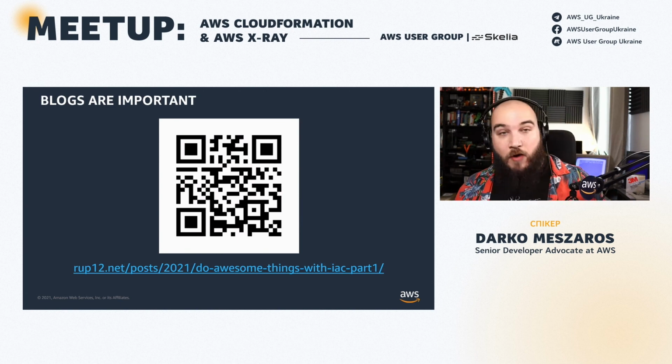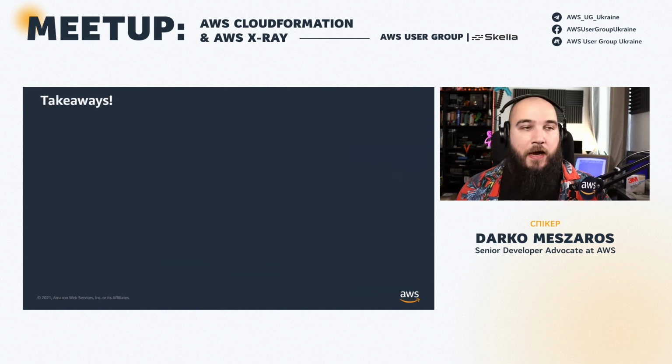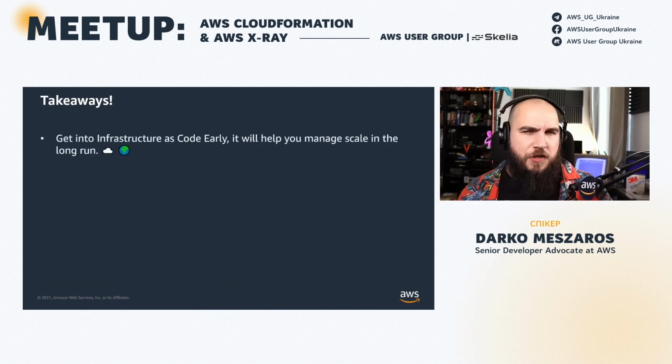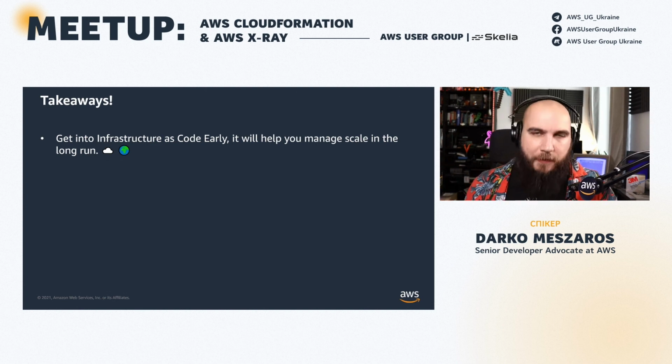So, wrap up. A couple of takeaways. And I want you to remember this, and these are the things you should know. Number 1, get into infrastructure as code early, right? It doesn't matter if you have a single instance, a single database, a single web server, or a single application. It will help you manage that scale in the long run, right?